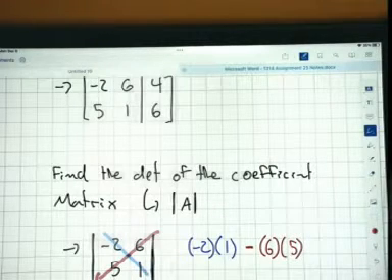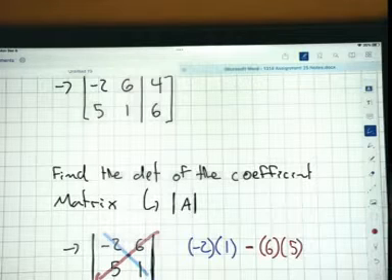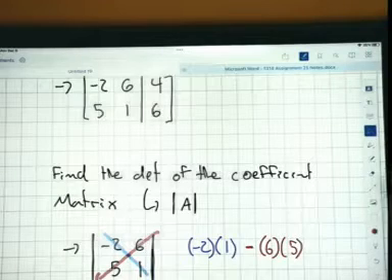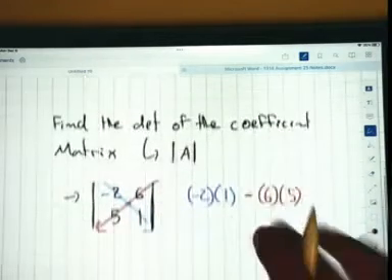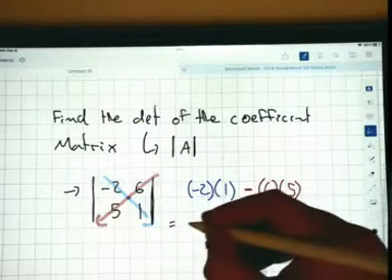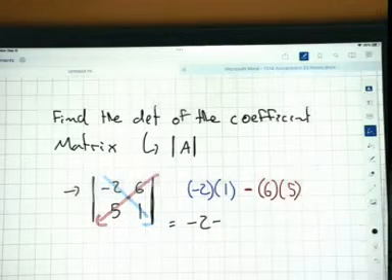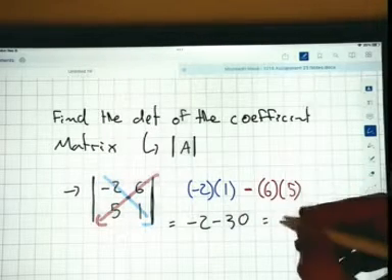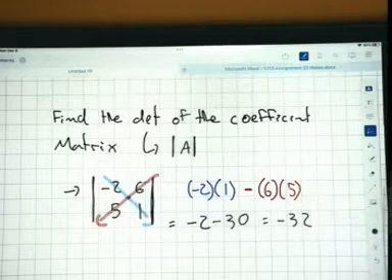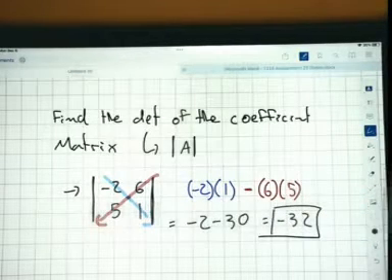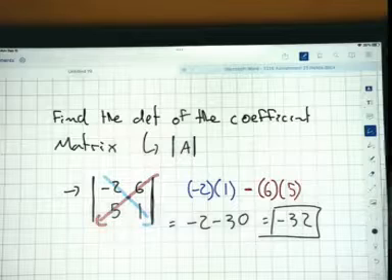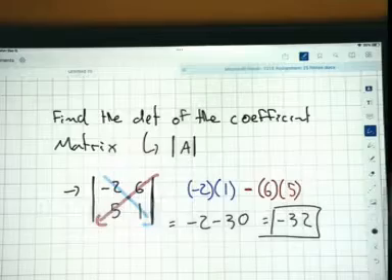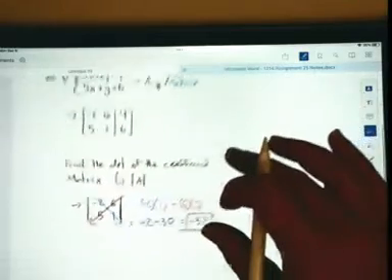That is how you find the determinant of a 2 by 2 matrix. So now all you've got to do is just do the math. So the math is going to be negative 2 minus 30, which equals negative 32. And that, ladies and gentlemen, is how you find the determinant of a 2 by 2 matrix. It's that simple. So let's do one more example, then we'll move on to a 3 by 3.